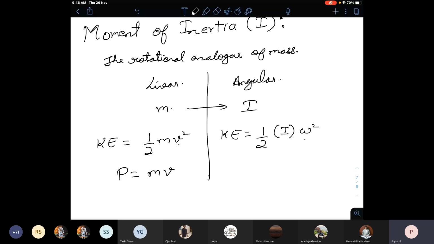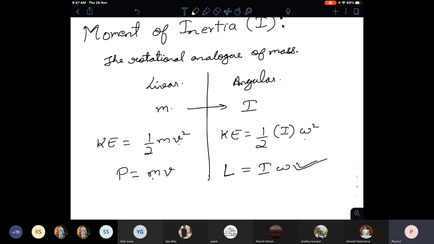So angular momentum, that is represented by L. Angular momentum is written as mass is replaced by I, and velocity is replaced by omega. L is equal to I omega. This is the correct formula. This is completely correct formula. This is not some jugad or anything. It is a trick to remember these formulas. You remember the linear formulas, you remember the angular formulas.